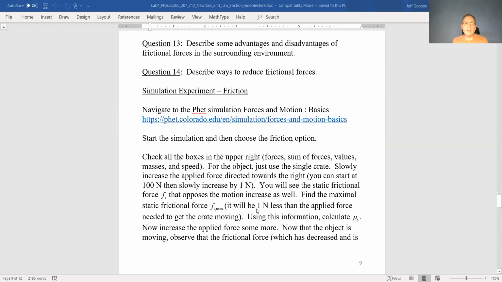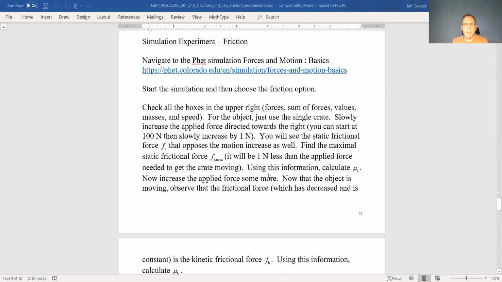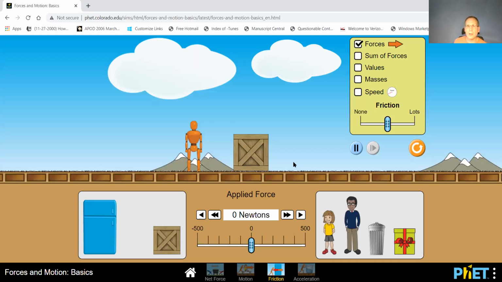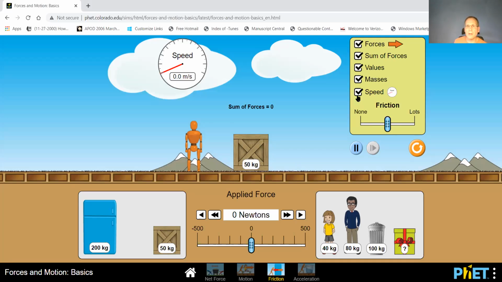Okay, then there is a simulation part of this experiment. So let me go to the simulation and show you what you need to do for this part. Okay, so for this part, for the simulation with the friction, we're going to go to the same simulation, choose friction. And then you want to click on all of these: forces, sum of forces, values, masses, speed.